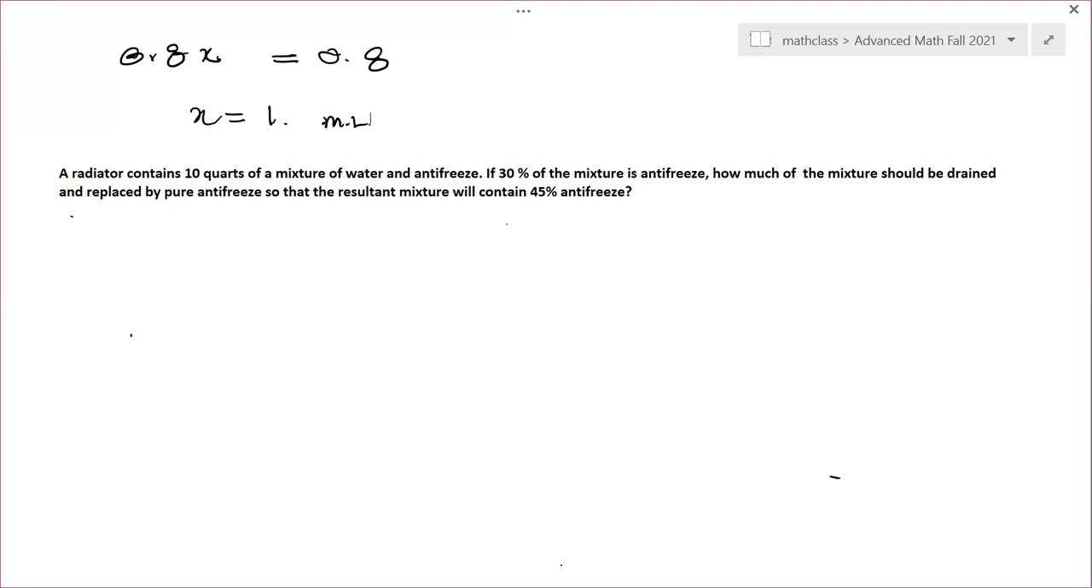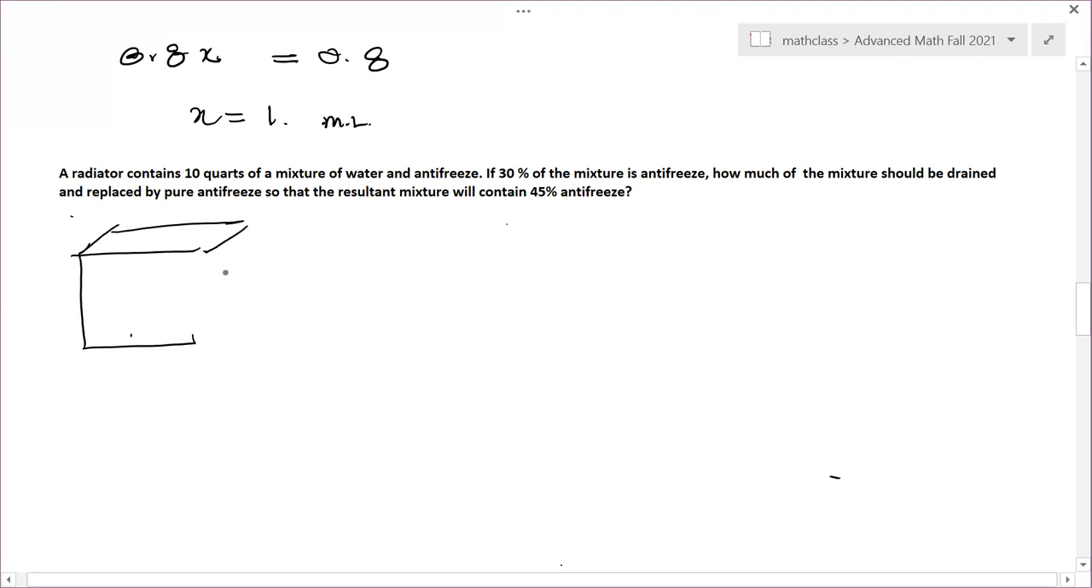Draw the picture. Let's understand the problem here. This is a container, it's already full. You cannot add pure antifreeze to increase the concentration, because it's full at 10 quarts. So you have to pull out some first, then add some pure antifreeze.